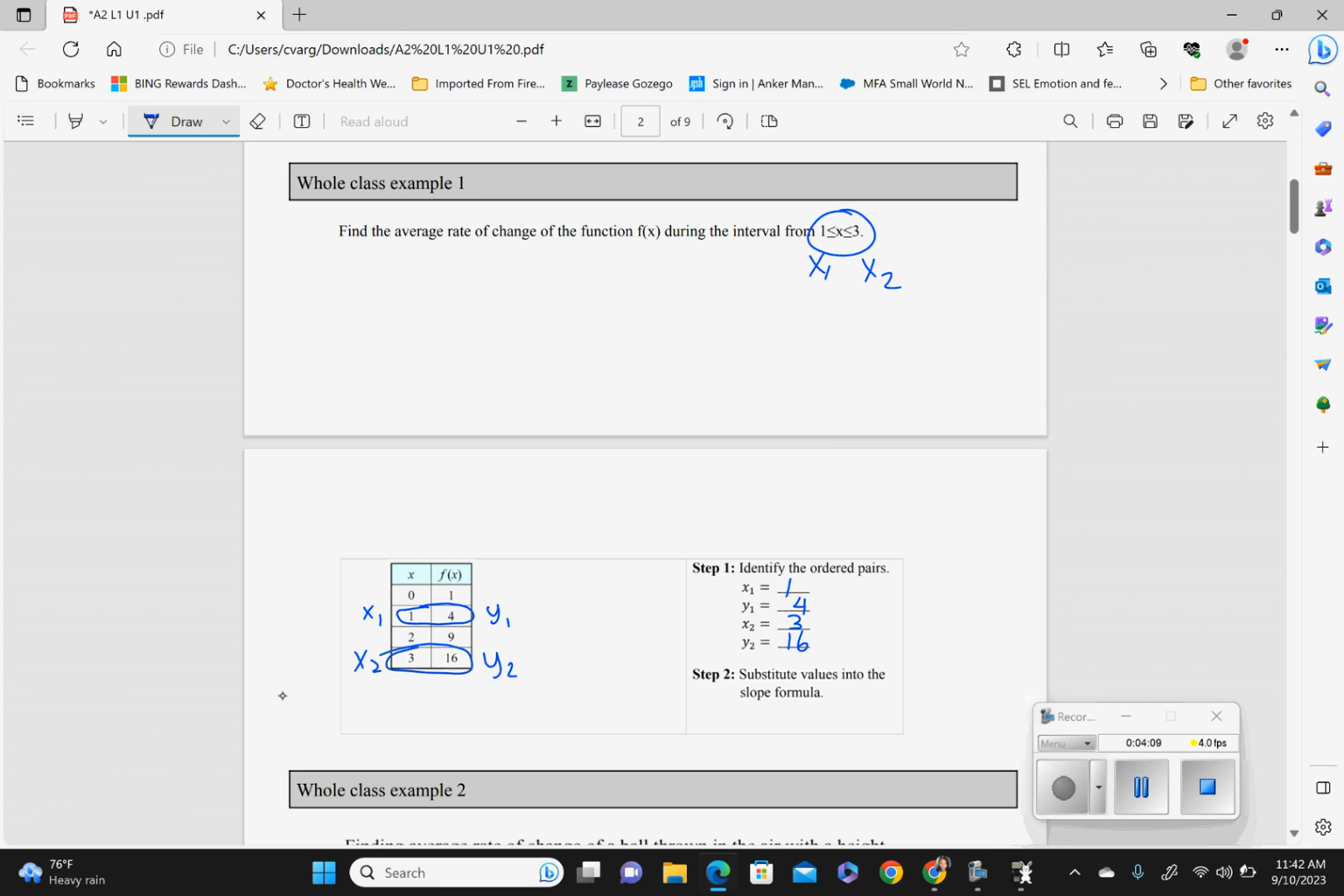So once we've identified it, we can plug it into our formula, right? Our formula is y2 minus y1 over x2 minus x1. And so now we're just going to plug numbers in, okay? So our y2 is 16, so 16 minus our y1 which is 4, and then our x2 is 3 minus our x1, which is 1. Again, you can plug this right into your calculator. 16 minus 4 is 12, and 3 minus 1 is 2, and 12 divided by 2 is 6. So that means that our slope, our m, is equal to 6, right?